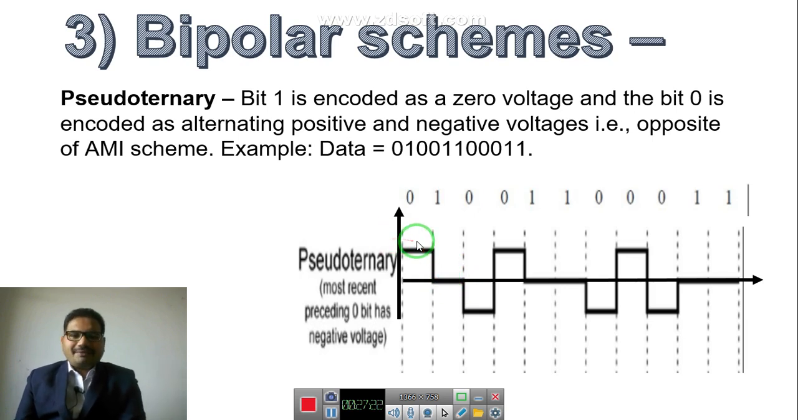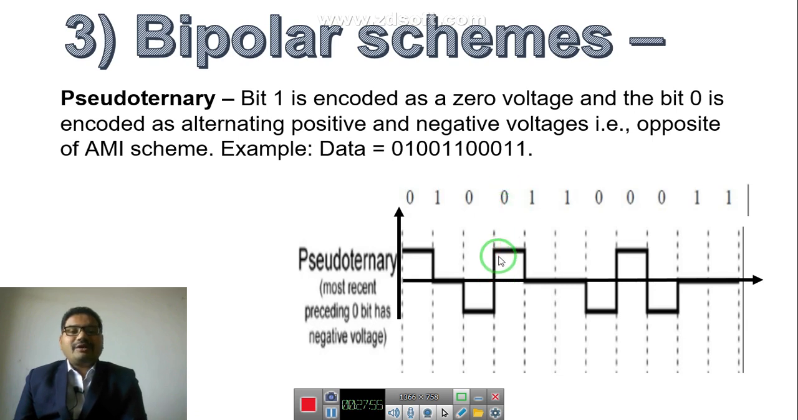See over here, since it is a pseudo-ternary, what is going to happen? The first bit 0 is represented by plus V volt. And since the next bit is a bit 1, it is encoded as 0 voltage. The next bit is a 0. Now earlier the 0 bit was encoded by plus V volt, so definitely the next bit 0 is represented by minus V volt. And after that again bit 0 is there.